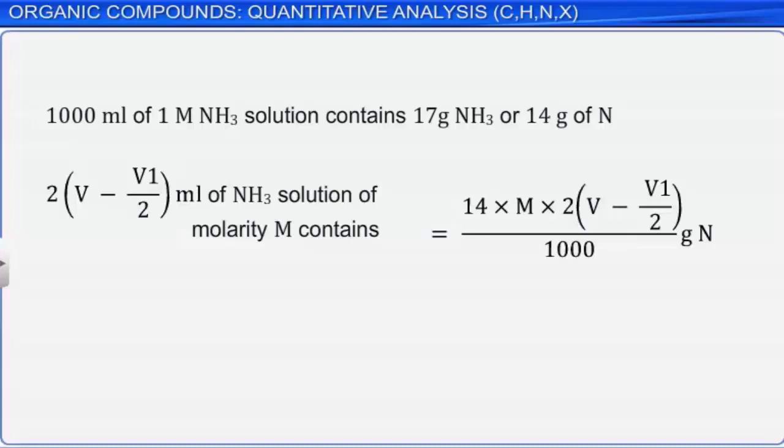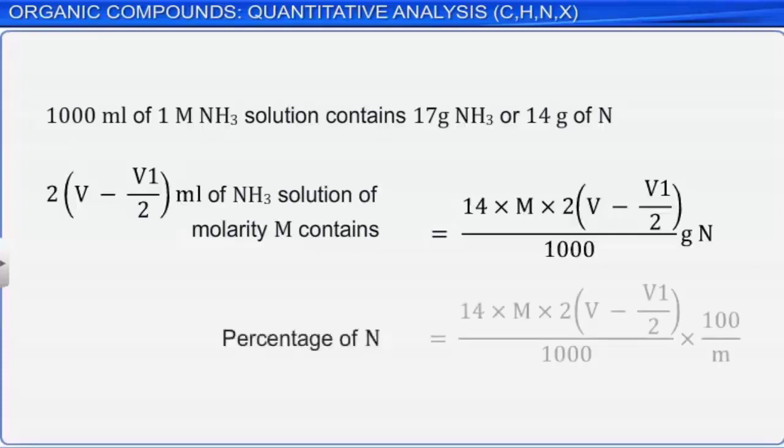Therefore, the percentage of nitrogen is equal to 14 into M into twice V minus V1 by 2 divided by 1000 and multiplied by 100 by m.